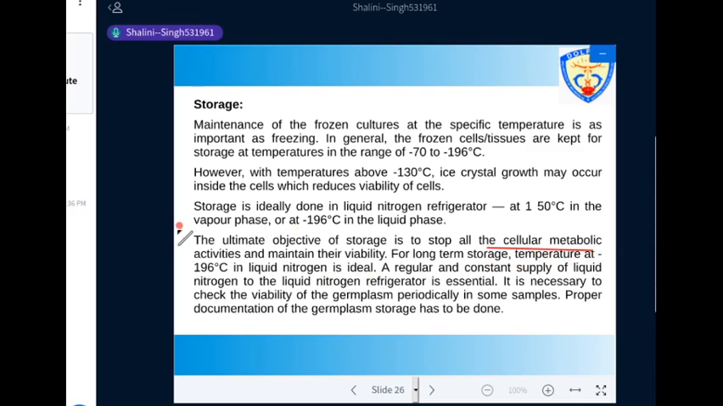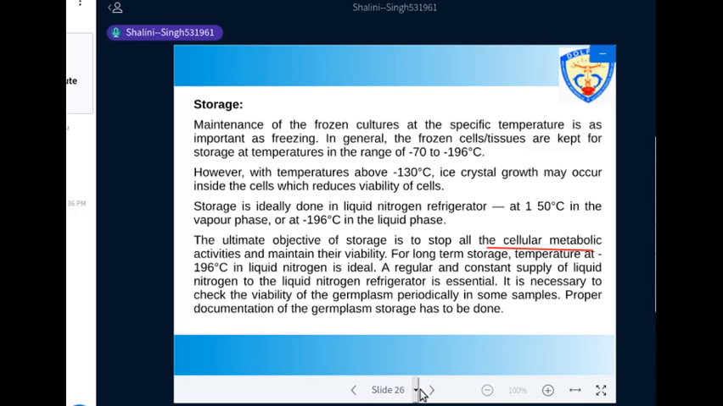For long-term storage, a temperature of -196 degrees centigrade in liquid nitrogen is ideal. A regular and constant supply of liquid nitrogen to the liquid nitrogen refrigerator is essential. It is necessary to check the viability of the germplasm periodically in some samples.